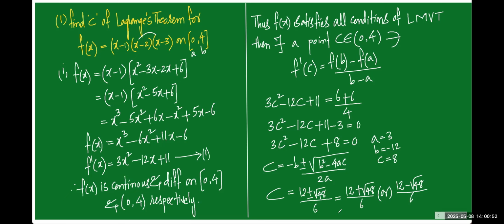One answer will be 3.15. It's one possible value of C. Another one, if you take the negative case, you get 0.85. Actually, both values exist. Both of the values of C are existing in this interval, right?